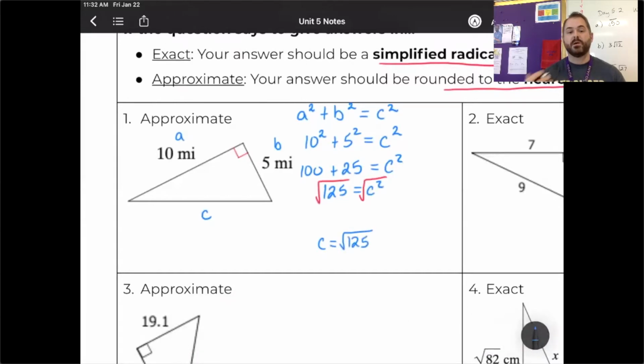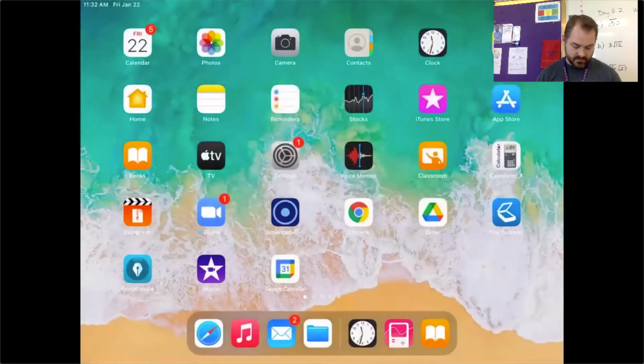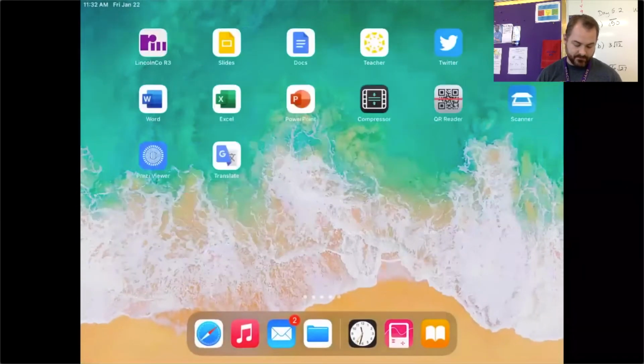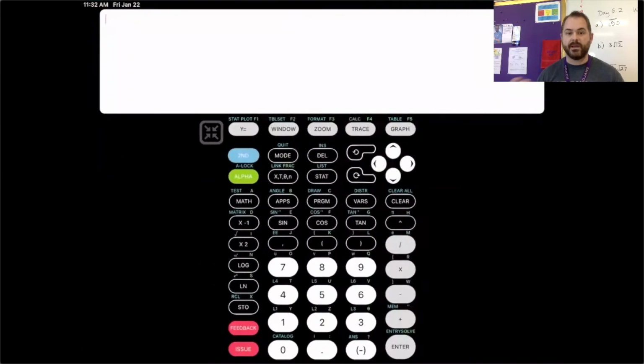Okay, but we want an approximate answer, so we're going to use our calculator to do the square root of 125. And I'm going to show you very quickly where to find that square root feature of your calculator. So I'm going to bring up my calculator app. Okay, this is a good one I've got on my iPad. You can get it on your phone if you have an iPhone.